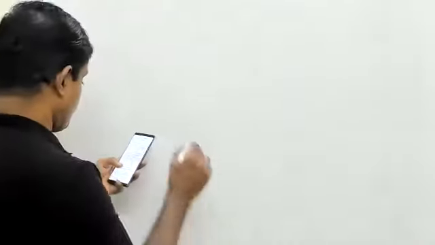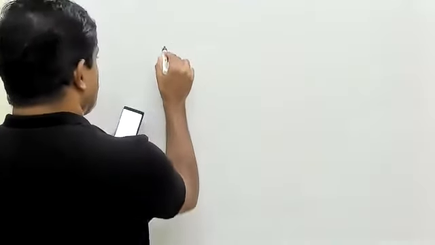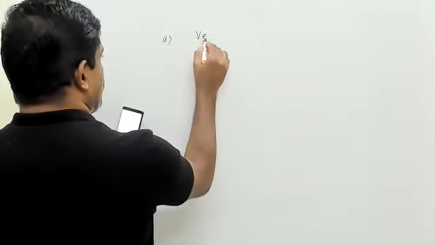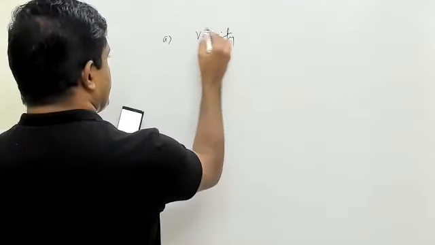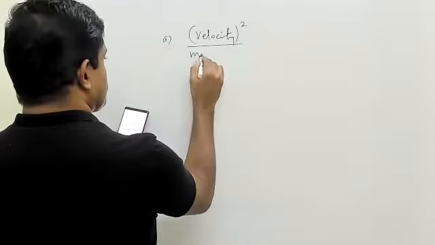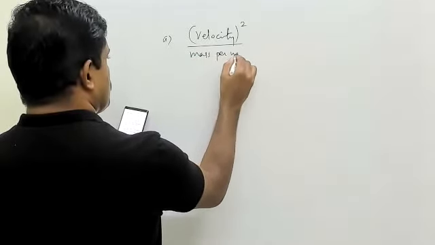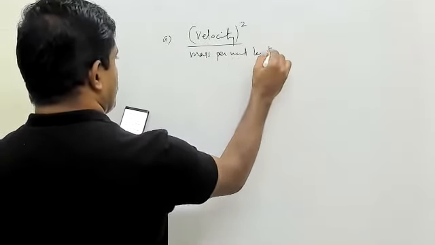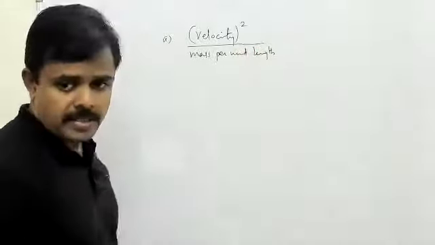You have to use the trial and error method here. You have to do one by one. First is velocity square, option A, let us check. Velocity square, write down, let us do it together. Velocity square by mass per unit length. Okay, so let us do this and see if it is correct. Let us do one by one.